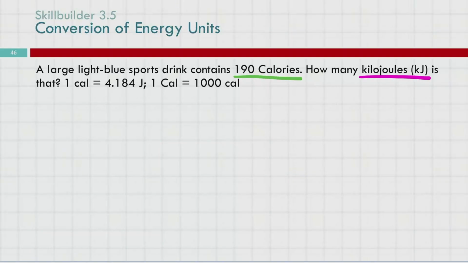So set up, capital C Cal, going to kilojoule. You can give your J's a hat. You can leave the hat off. Doesn't matter to me. Can we do this in one step? Yes or no? Yeah, we don't know how to do it in one step.